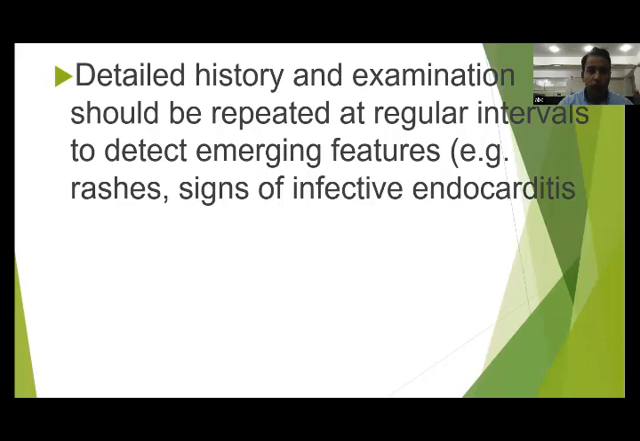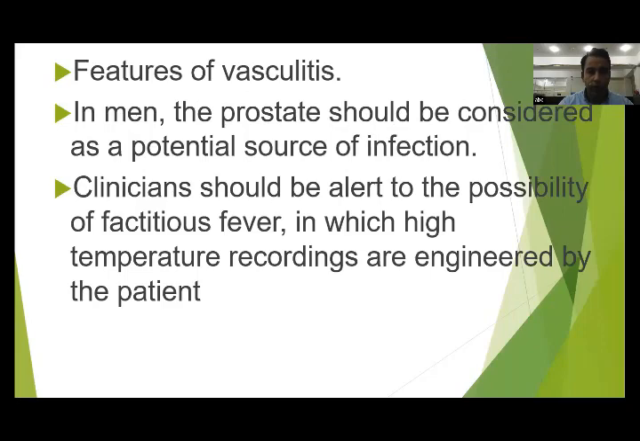rashes, signs of infection, you listen for a murmur, features of vasculitis, any purpura, any sort of conjunctivitis, joint inflammation. In men, the prostate should be considered as a potential source of infection. Prostatitis in men is common, and it is where you easily forget to investigate. We go for other investigations, chest X-ray, CT, MRI, but we forget about it.